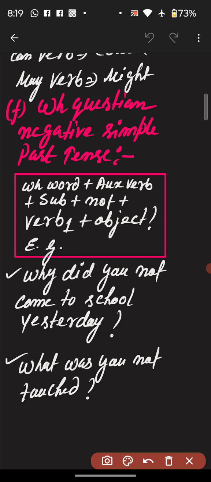So there can be numerous examples. The example is not the important thing. The important thing is the concept of the tense and its formation. Is it clear? Okay, then it's okay.